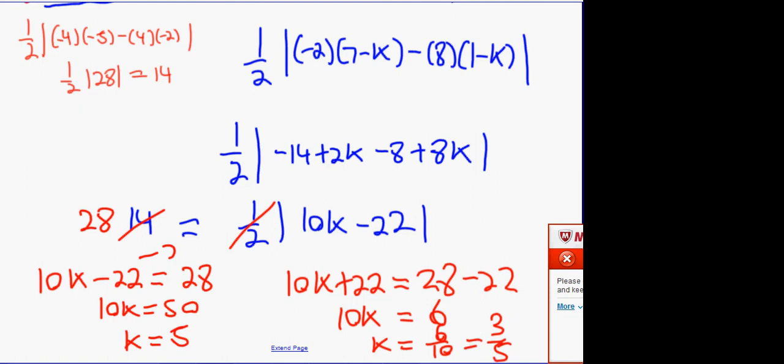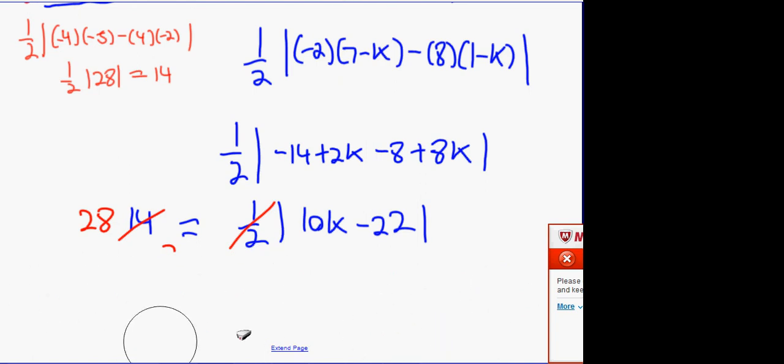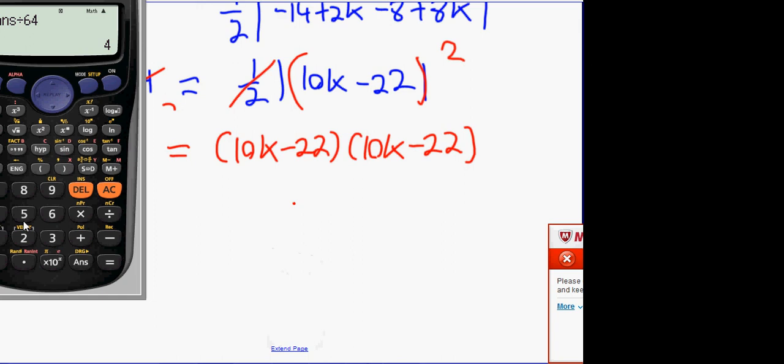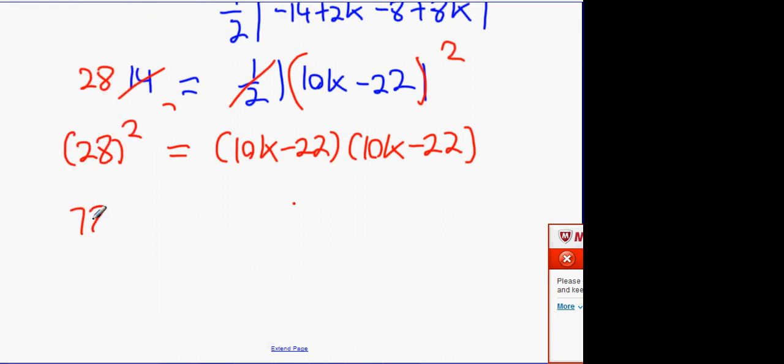Now the safe way that probably 8 out of 10 students do would be this. You go back to where we were, and what some people might have done instead, this is all from the algebra chapter, there's a full chapter on moduluses, okay? Square both sides. We get 28 squared equals 10k minus 22 squared. So we would write down 10k minus 22, 10k minus 22. Can somebody be active with a calculator for me? What's 28 squared? 784.